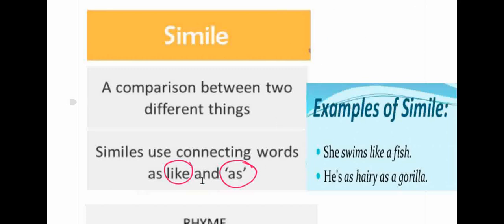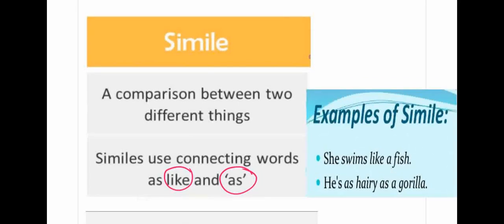Use the word like and as. Example, she swims like a fish, and he is as hairy as a gorilla. So that will be simile with the word used. There must be like and as.